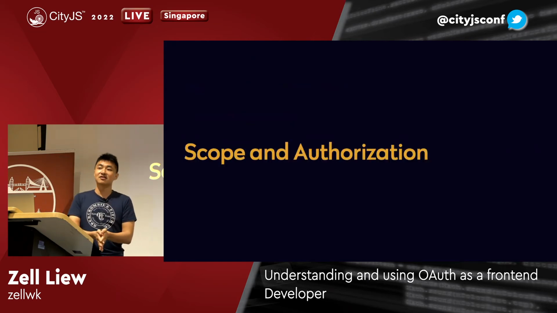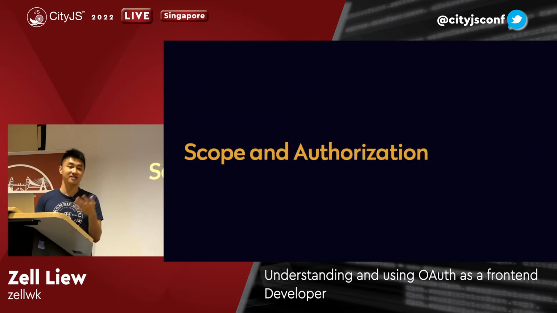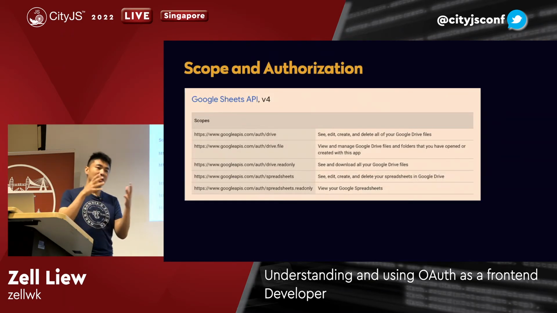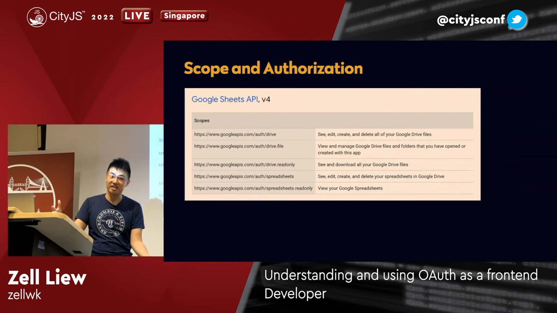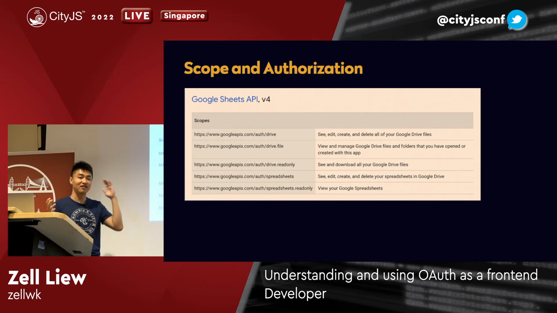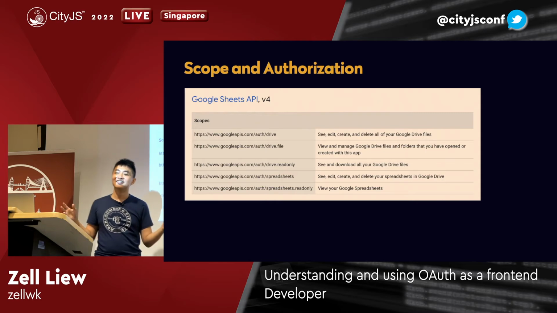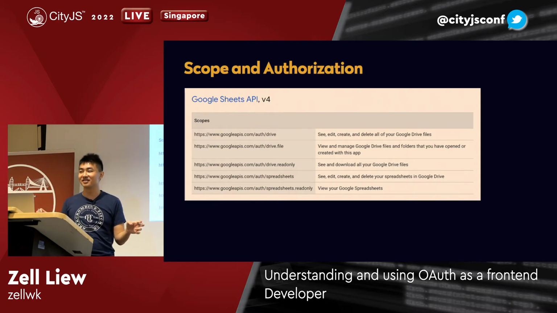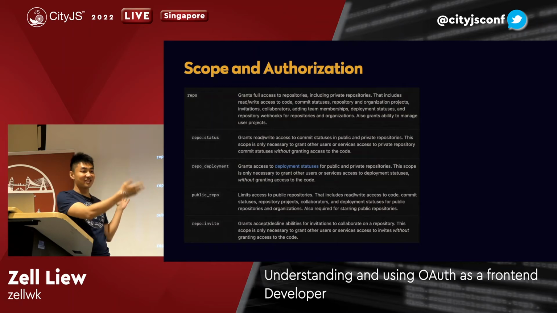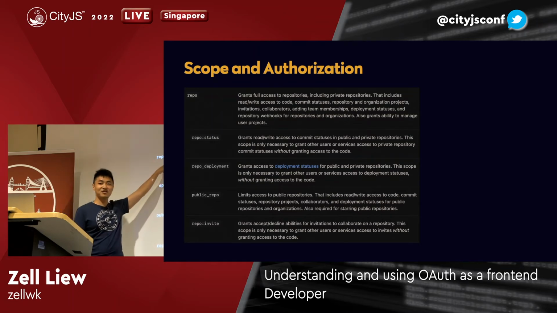Now, I promise I'm going to talk a little bit about scope. And scope is basically permission. Permission allows you to authorize something. How each API determines scope is slightly different. For example, Google has this very interesting way of using a URL to determine what a scope is. So when you specify a scope in Google Spreadsheet, you kind of have to specify the entire URL. And then GitHub uses something like that, where, for example, repo status is a scope which allows you to do certain things.